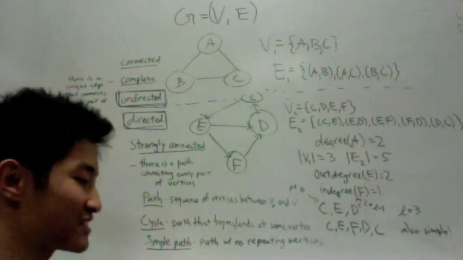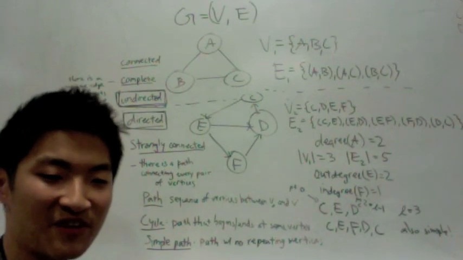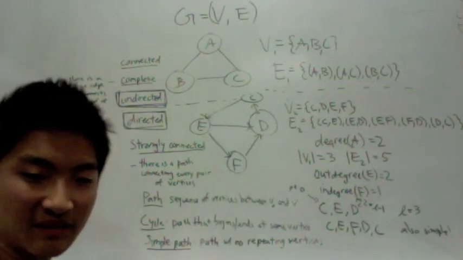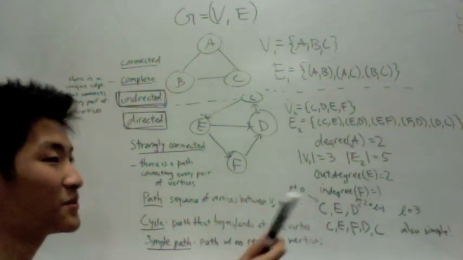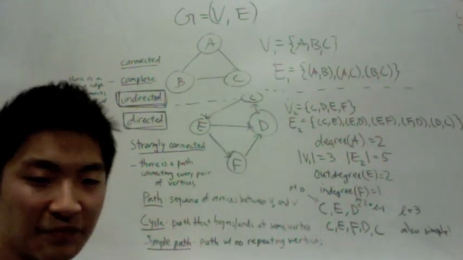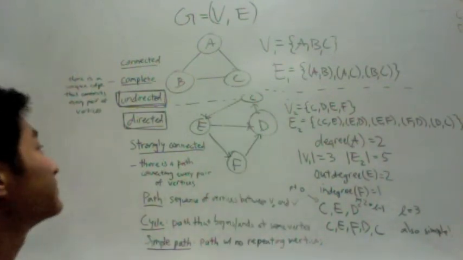Now, a simple path is a path with no repeating vertices. So all the paths we've been talking about so far are also simple paths because there's no one vertex that repeats. And so a simple cycle is a simple path plus the original point. And so you have CEFDC being a simple cycle.